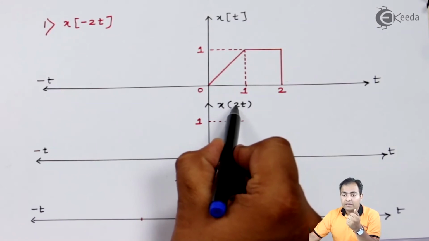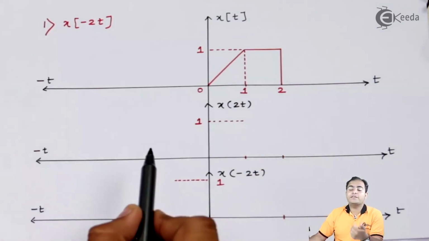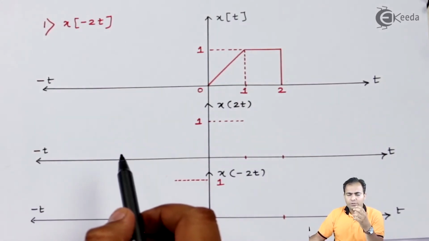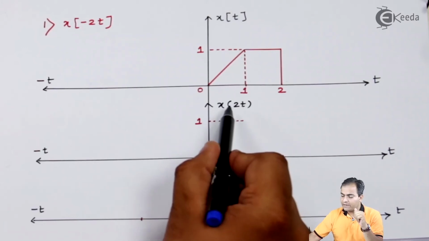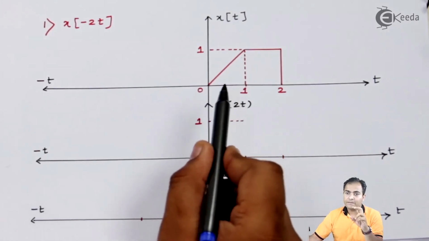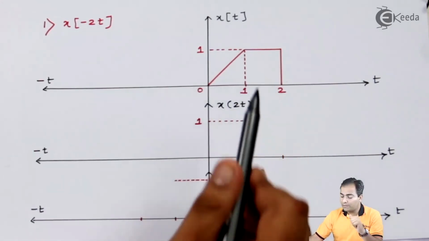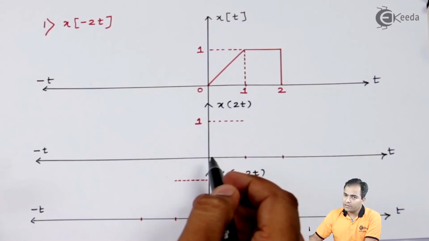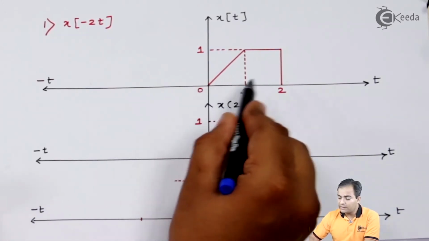As here the 2 is multiplied with t, we will perform a division operation, so you will understand how the compression directly takes place. If 2t is mentioned, but we perform the reverse operation, that is, we divide all the time instants by 2, then automatically your graph will get compressed. So just do what I said: divide all the instants by 2.